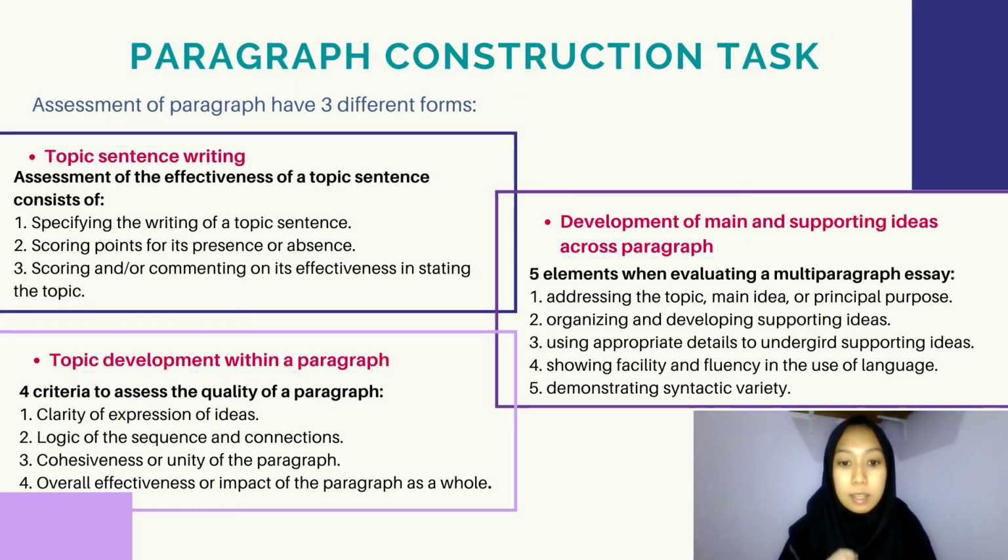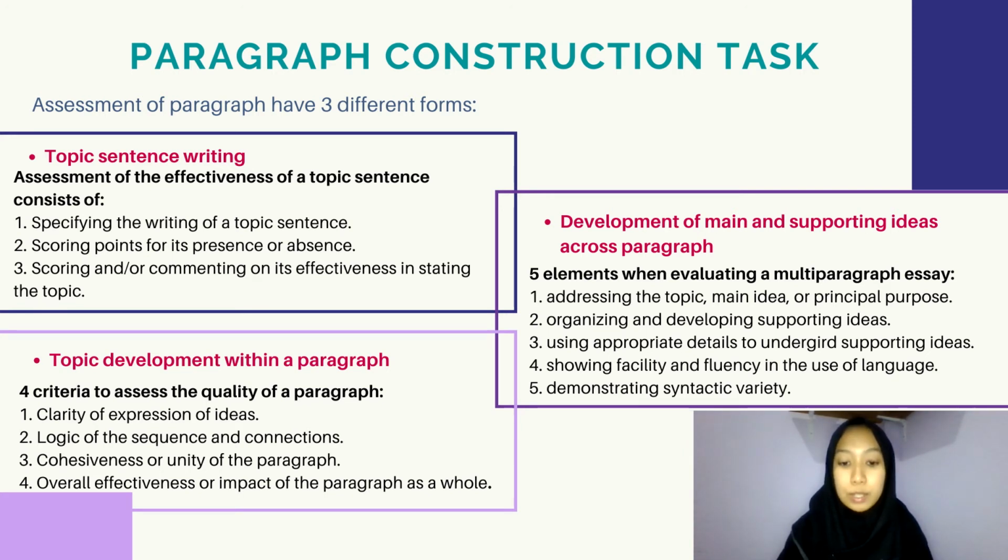Okay, the next one is paragraph construction tasks, which have three different forms. The first one is topic sentence writing, which is stating a topic through the lead sentence or subsequent ones. You could see from the following table that the effectiveness of a topic sentence consists of a few things. The next one is topic development within a paragraph, which is intended to provide readers with connected thoughts or ideas. And there are four criteria that you could see from the table below to assess the paragraph.